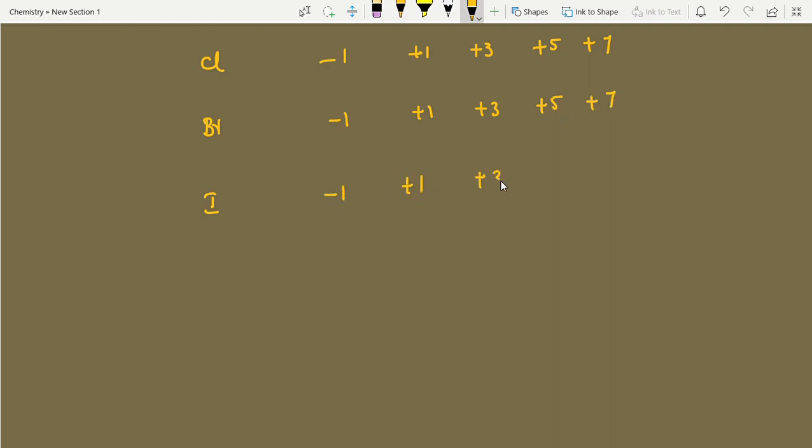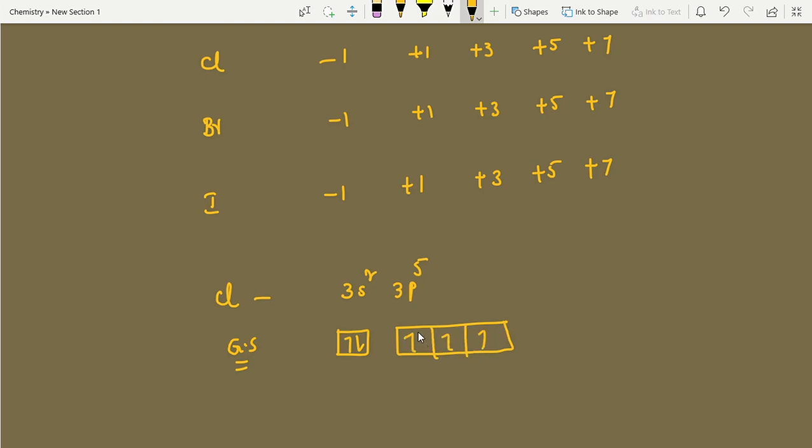Why does it show higher oxidation states, variable valency? See, chlorine is 3s2, 3p5. If you write the ground state electronic configuration by the box method, here 2 electrons, here 5 electrons. It is ready to accept an electron, meaning -1. It can lose electrons also. Both capabilities are there. Either -1 or +1 it can show.